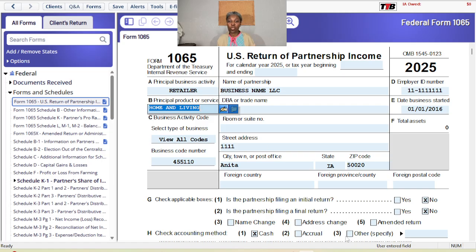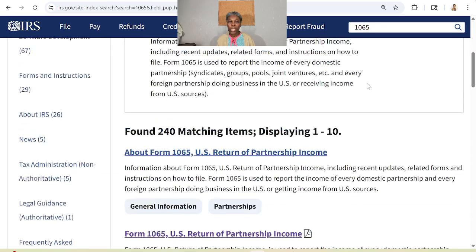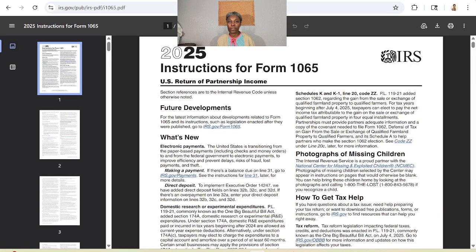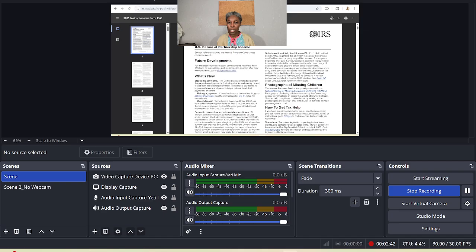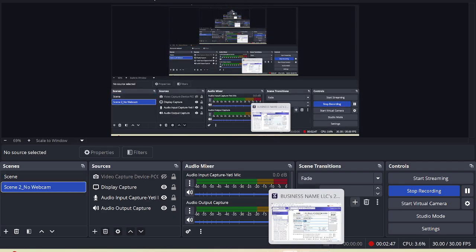You can try to brainstorm a little bit on it by going to the IRS website, irs.gov, and you can just put 1065 here, and it will give you the form and the instructions. It's good to download the instructions. Oh, sorry. Let me hide the webcam so that you can see better.